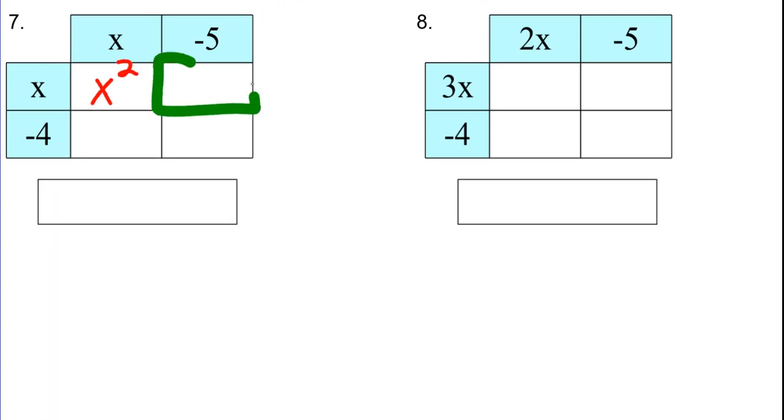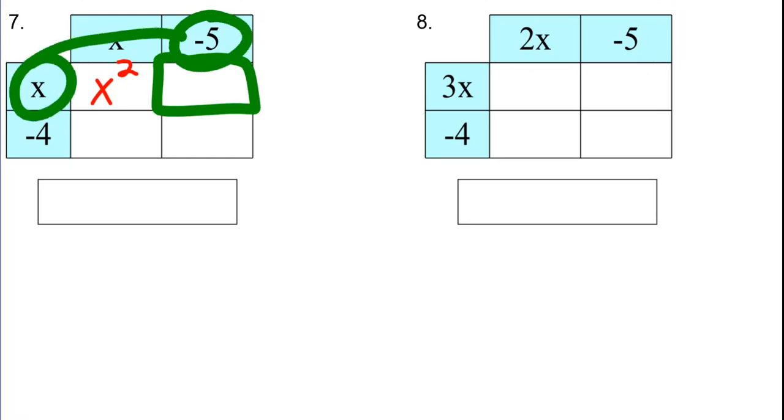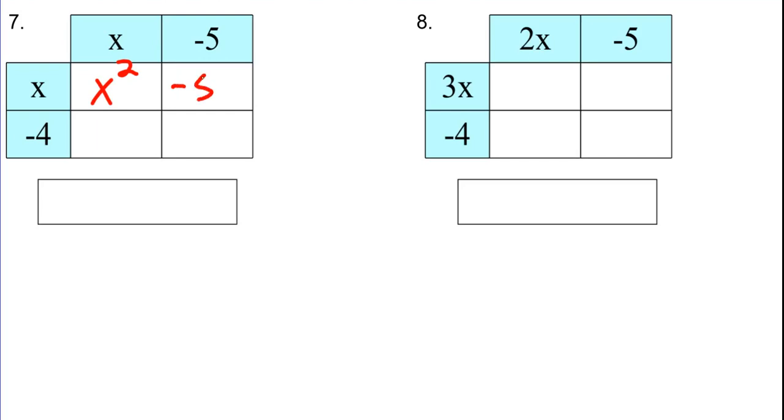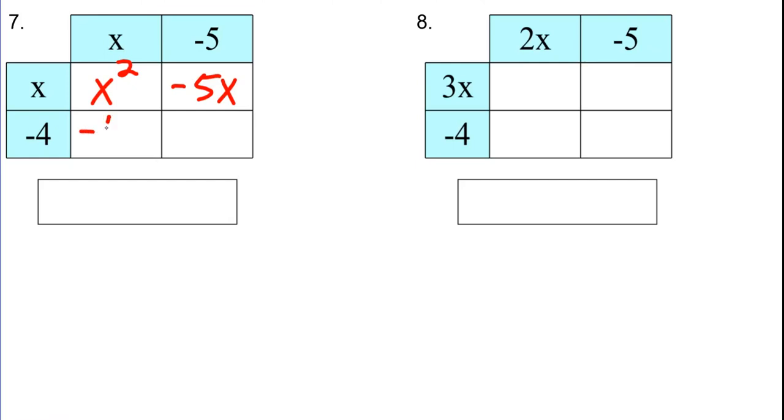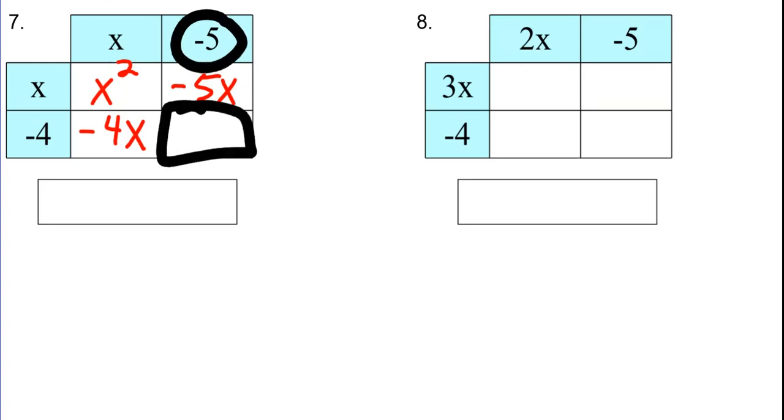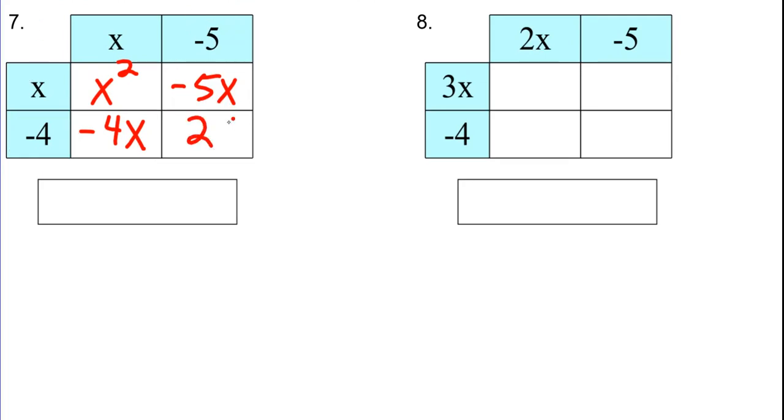To get this value, we multiply what is above it by what is beside it, and negative 5 times x is negative 5x. To get this value, we multiply what is above it by what is beside it, and negative 4 times x is negative 4x. Finally, to get this value, we multiply what is above it by what is beside it, and negative 4 times negative 5 is positive 20.